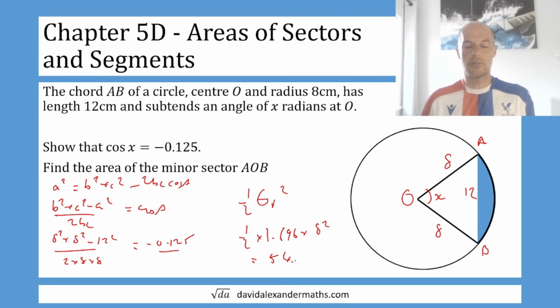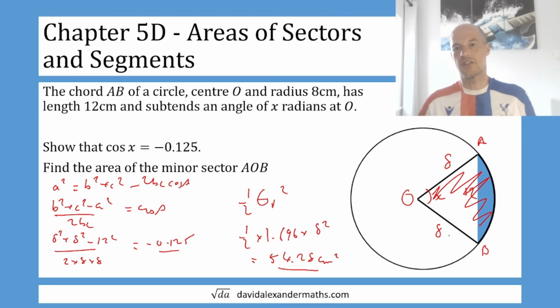And therefore I've shown that the minor sector area AOB is 54.28 square centimetres, to 2 decimal places. So just be careful here. The minor sector is the whole sector here, so basically it's all of this, as opposed to the sort of Pac-Man's head on the other side.